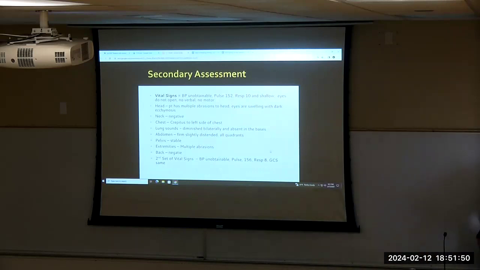Abdomen. Oh, wait, lung sounds. Diminished bilaterally and absent at the bases. So when you listen to the base lung sounds, you don't hear anything. He's not breathing well enough. Abdomen is firm and slightly distended in all quadrants. That's an indication of a bleed. You probably have a ruptured or fractured liver or spleen or both. Pelvis is stable, amazingly enough. And his extremities just have road rash.